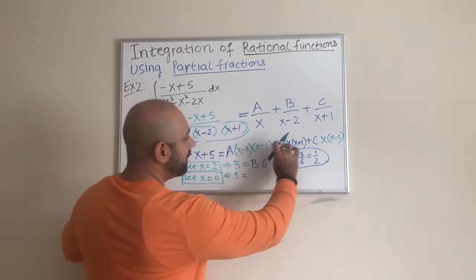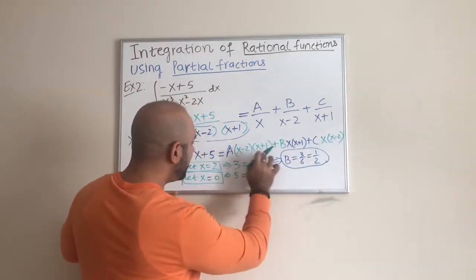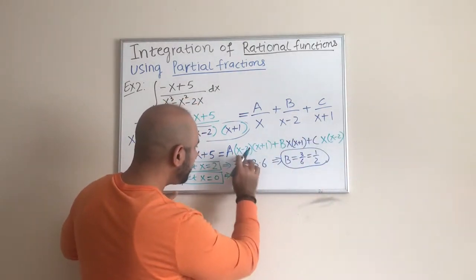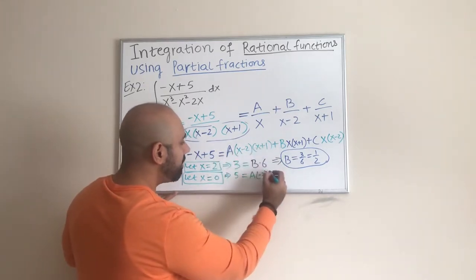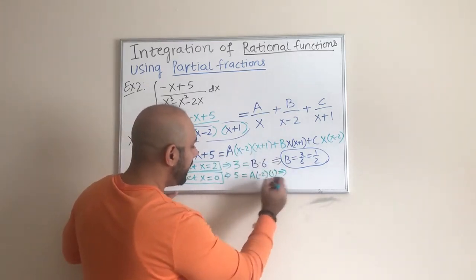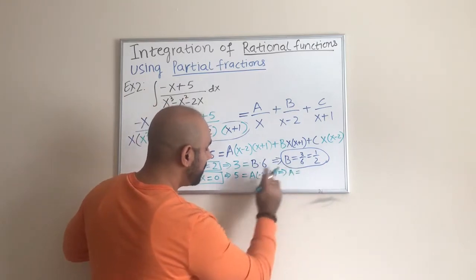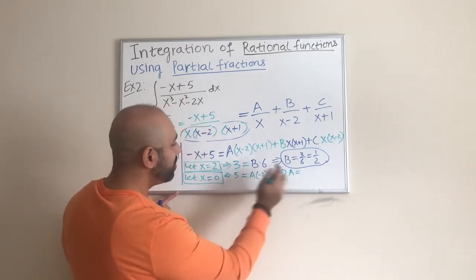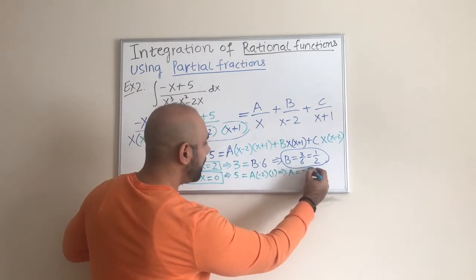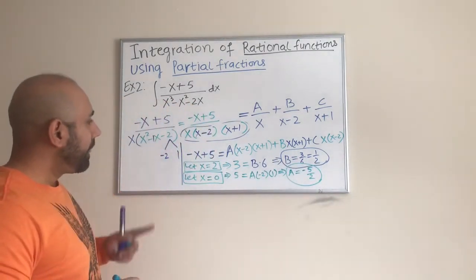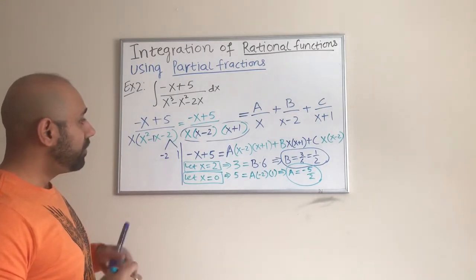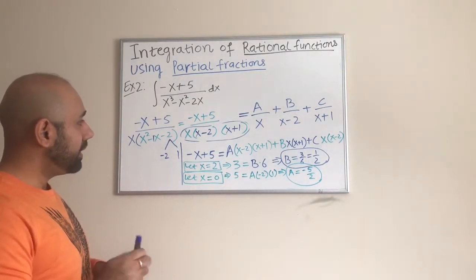On the right hand side, this term is 0, this term is 0. This is going to be a times 0 minus 2, which is negative 2. 0 plus 1 is positive 1. What does that imply? That implies a equals negative 2 times 1, which is just negative 2. So a would be negative 5 over 2. That is a, that is b. I still have to evaluate the value for c. A and b are done.